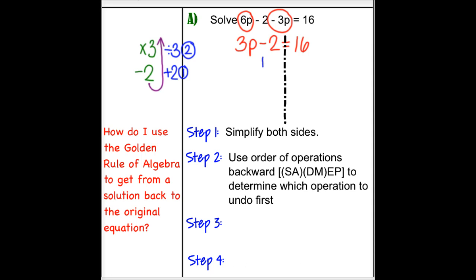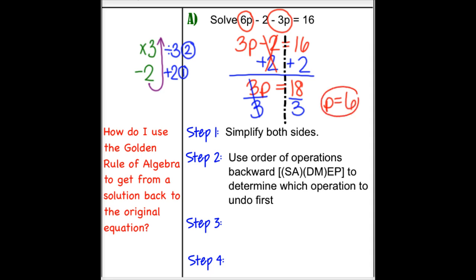So first we'll add 2, which cancels here and gives me 3p equal to 18. And then my second step is to divide by 3. Remember, it's always on both sides, so we keep our statements correct. And then we get a final answer, p equals 18 divided by 3, which is 6.